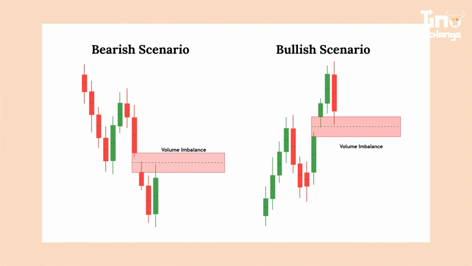Meanwhile, imbalance price, also known as inefficiency, is when one side, that is buyers or sellers, aggressively overpowers the other. This creates strong price movement in one direction, leaving little to no trading activity behind. You often spot long candles with small or no wicks. This is called fair value gaps or imbalance zones, and price may later return to fill this gap.